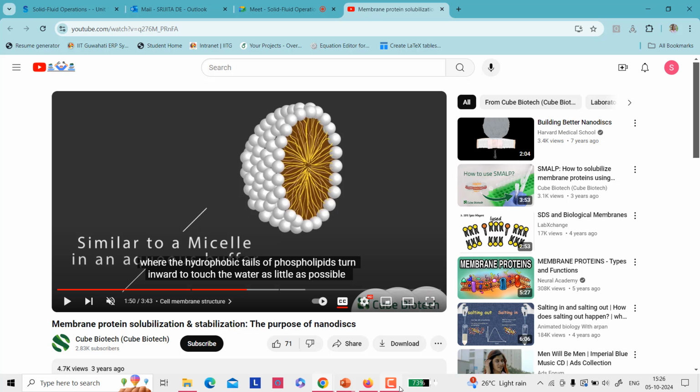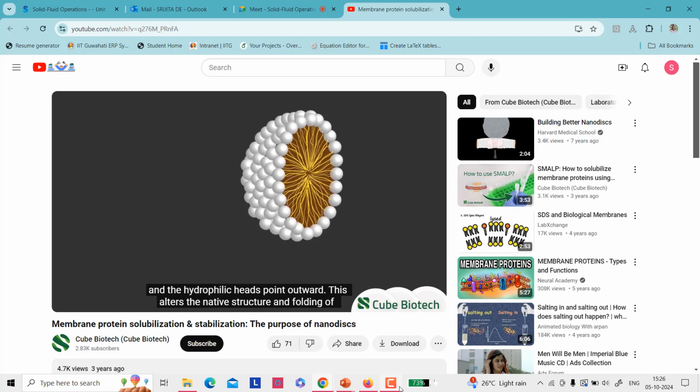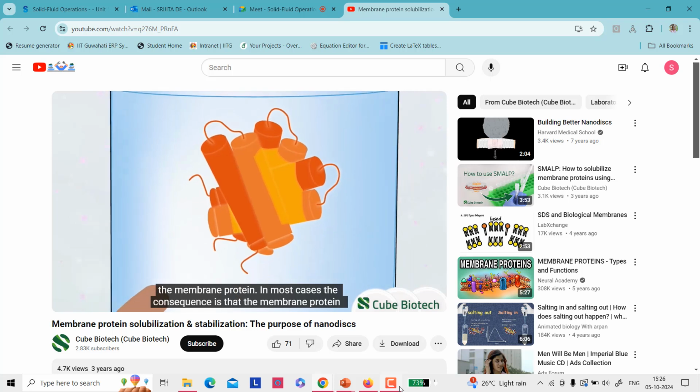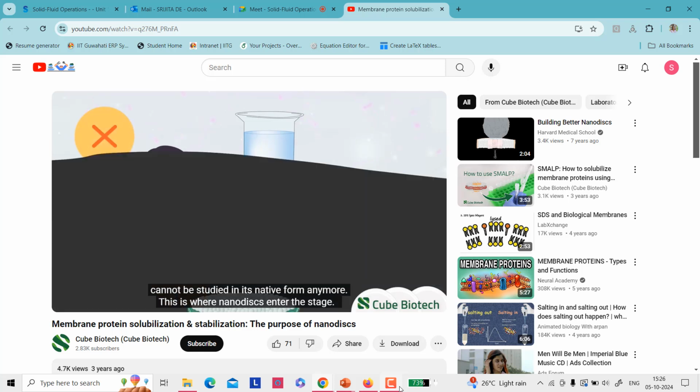And the hydrophilic heads point outward. This alters the native structure and folding of the membrane protein. In most cases, the consequence is that the membrane protein cannot be studied in its native form anymore. This is where nanodiscs enter the stage. So this is why nanodiscs are important, as shown here.